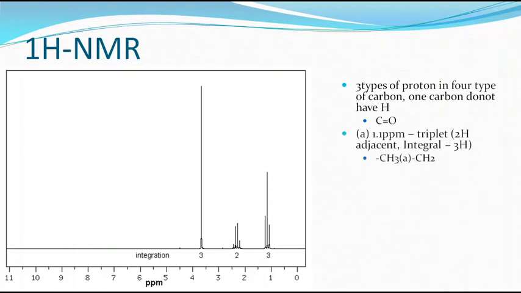Right, let us analyze the peaks one by one. The peak at 1.1 ppm is a triplet. At 1.1 ppm, it is a normal aliphatic carbon, there is no problem. It is a triplet, which says there are 2 hydrogens adjacent to this, and the integral value says there are 3 hydrogens. The integral value is around 3 to 3.